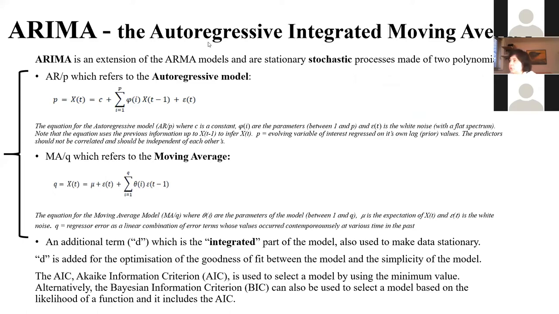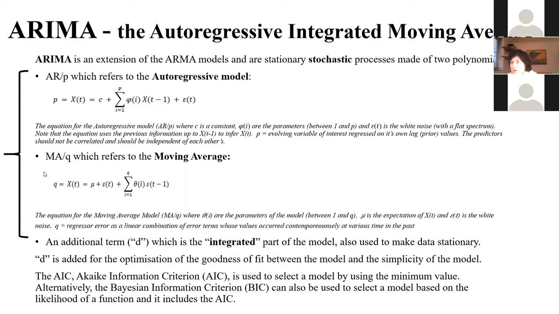So ARIMA is the Autoregressive Integrated Moving Average and is based on an extension of the ARMA models. There are stationary stochastic processes made of two polynomials. The AR(p), which is the autoregressive model, contains a constant. Phi i are the parameters between 1 and p. And you can see here that for determining X_t, you need the information that happened beforehand, and this is the white noise. So p is an evolving variable of interest regressed on its own lagged prior values. The predictors should not be correlated and should be independent of each other.